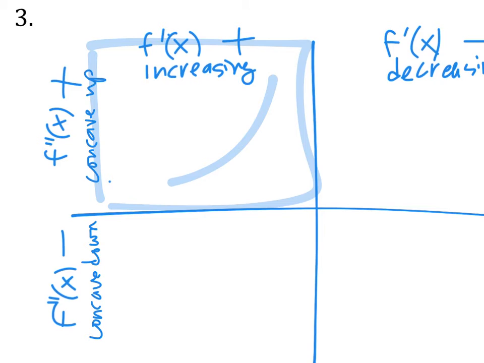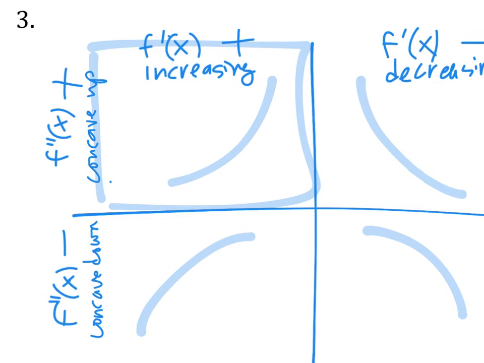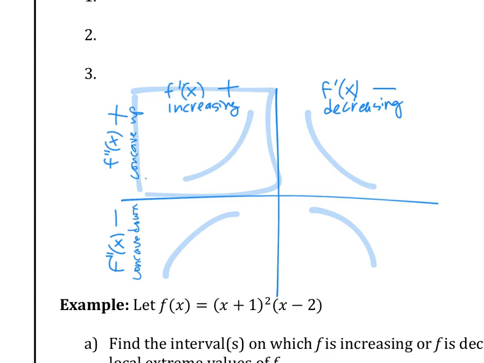Go ahead and try to guess the other 3. All right, so this is concave up but decreasing, concave down but increasing, concave down but decreasing. All right, now let's talk about that special point C on our original graph.